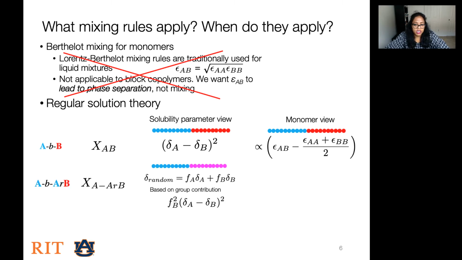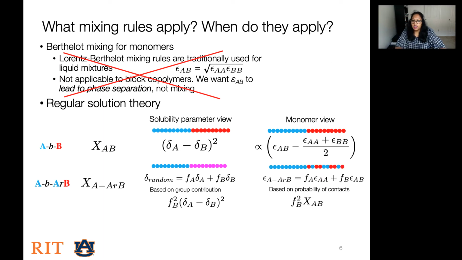And you can extend this to block random copolymers, where now the second block here in purple is random. The solubility parameter can be obtained from group contribution. So delta for the random block would be Fa times delta A plus Fb times delta B. And if you simplify that expression, you'll end up getting Fb squared times (delta A minus delta B) squared.